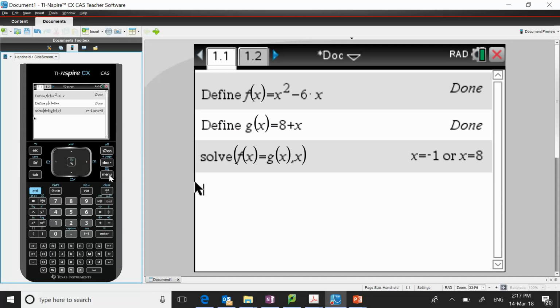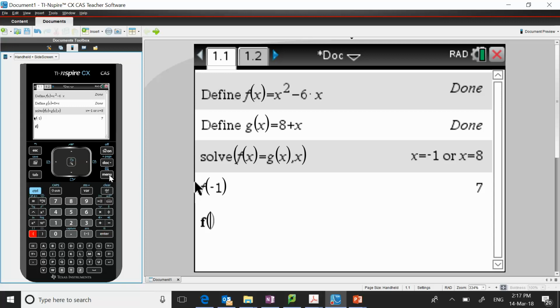Now you've got -1, 8, what do you need? You need the y coordinates. So you've got the x coordinates, how do you find the y coordinates? You told me before. Now what you don't want to do is type the equation again and replace it with -1. It takes too long. So the reason why I asked you to define is because you can do this now. You can say f of -1. If you do that, it tells you it's 7.